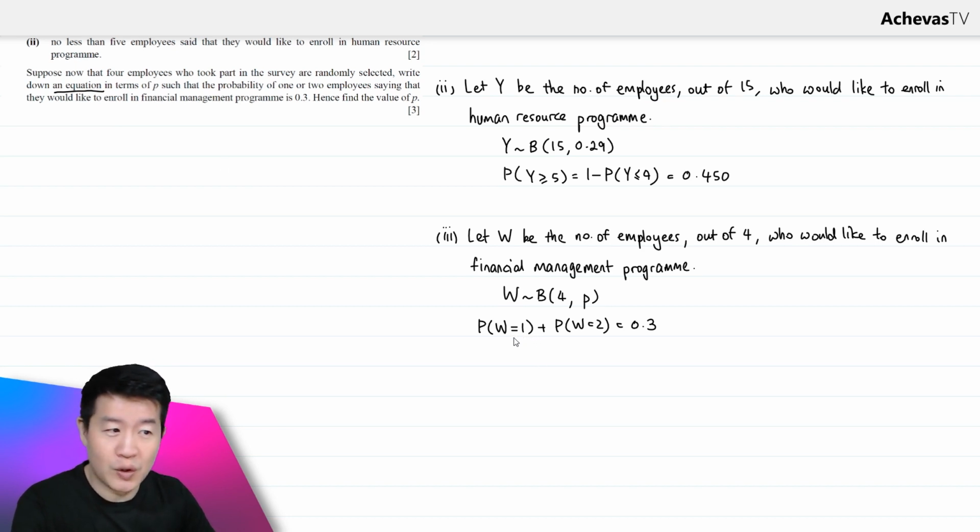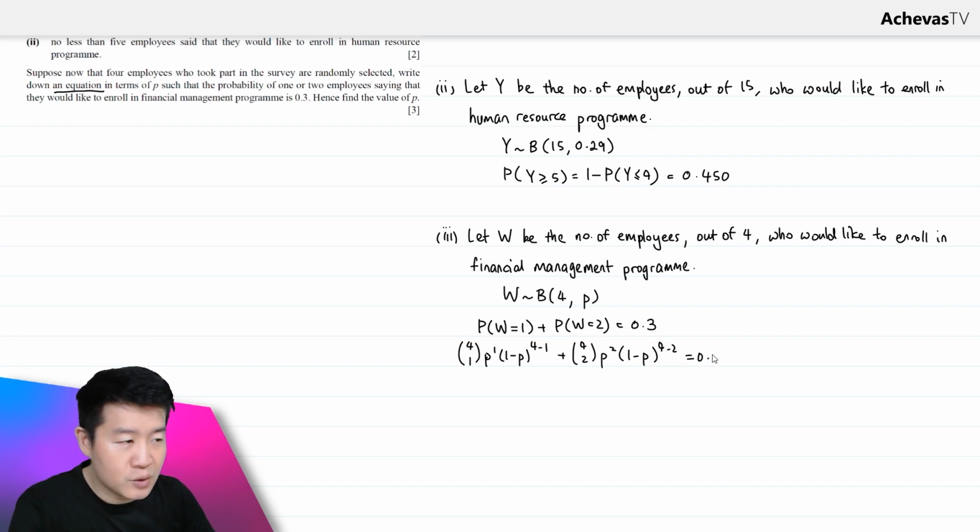I would suggest that you write down more, in case the question says write down the equation in terms of P and they are giving you marks for it. Okay, I'll suggest that you continue some more, don't stop here as the equation. Substitute 4 and P into the formula for binomial distribution, which we did just now. It will be 4 choose 1, P to the power of 1, 1 minus P to the power of 4 minus 1, plus 4 choose 2, then P to the power of 2, 1 minus P to the power of 4 minus 2. This is equal to 0.3.